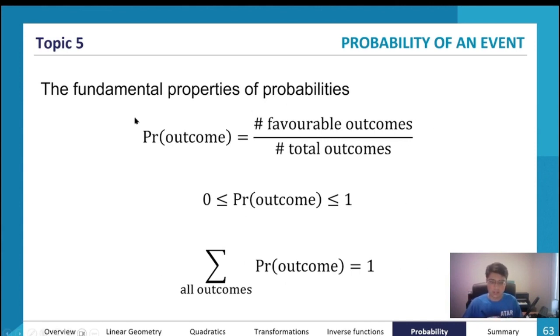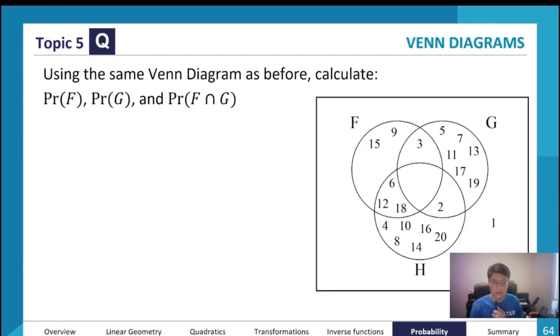So these three rules, it's a good general rule to remember, both for 1 and 2, and you'll find it coming in useful for 3 and 4 as well. Okay, using the same Venn diagram as before, you need to calculate the probability of F, the probability of G, and then the probability of F intersect G. So these numbers, just think of them as outcomes. We're going to go ahead and start our working here.